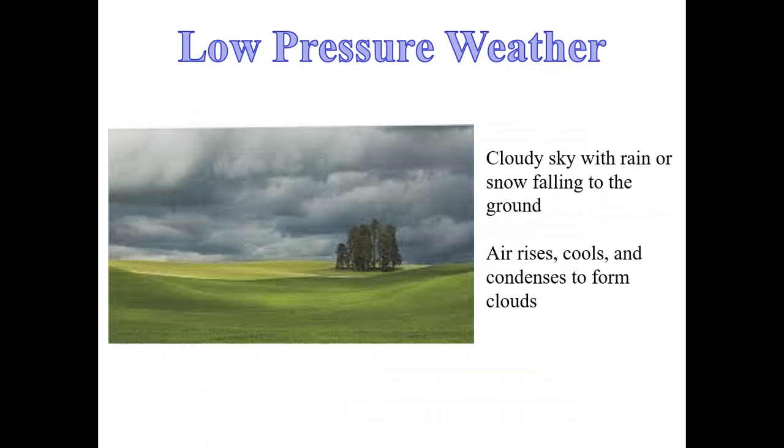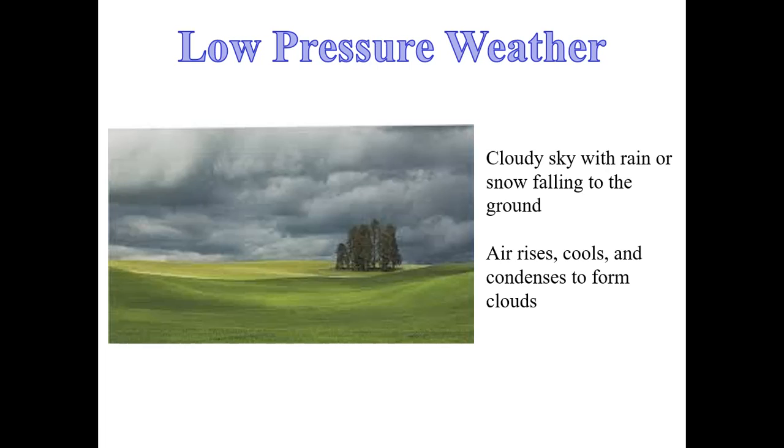This is the type of weather you would get with a low pressure situation. Cloudy skies with rain or snow falling to the ground is quite typical because you get a large amount of rising air motion. When air rises, it cools, it condenses, it changes from a water vapor to a liquid, and then that eventually forms raindrops, or what we call hydrometeors, snowflakes, and ice crystals. Eventually, those are going to fall to the ground once they overcome the force of gravity.